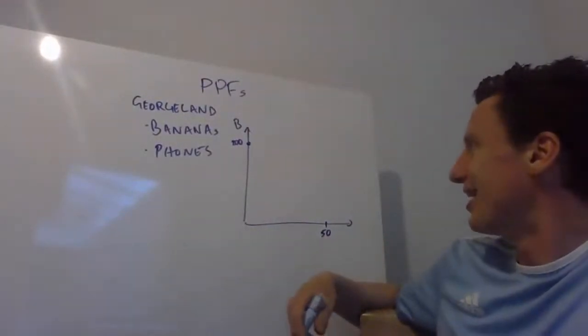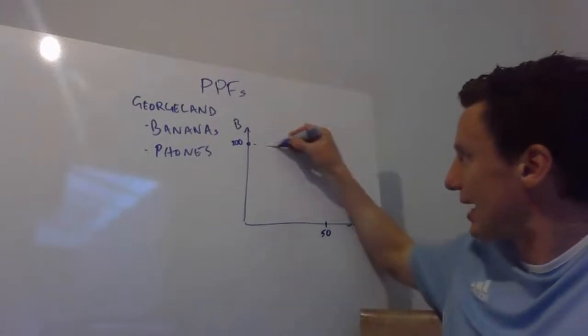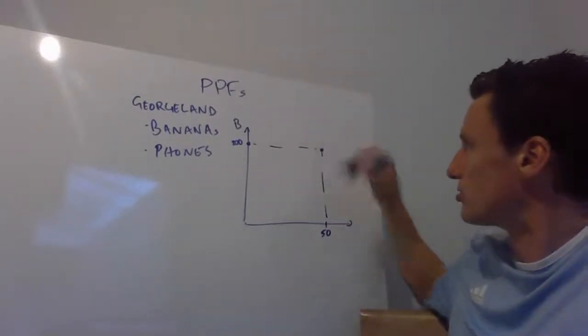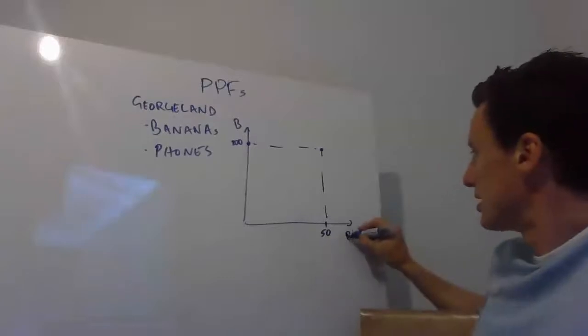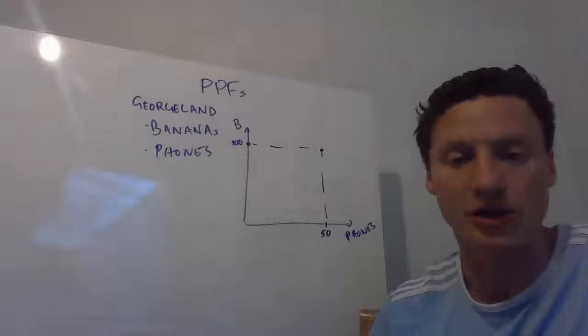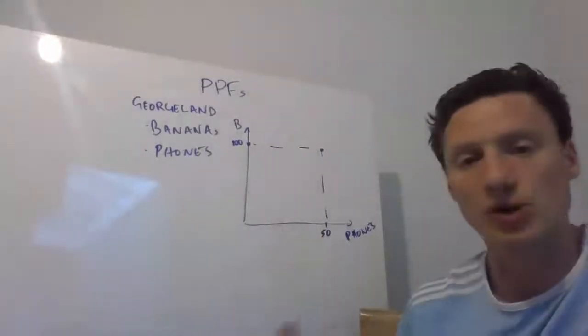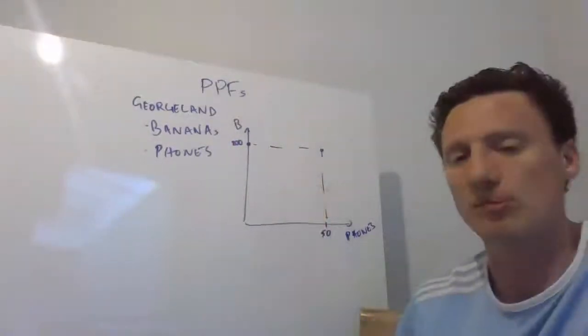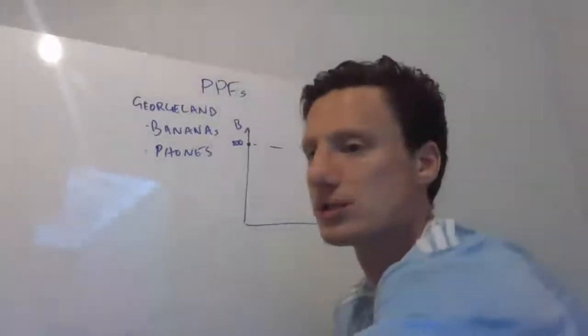The reason that we cannot make 200 bananas and 50 phones is that simply we don't have enough resources. We can either make 200 bananas and no phones, or 50 phones and no bananas, but we can't make that combination because we simply don't have the resources.